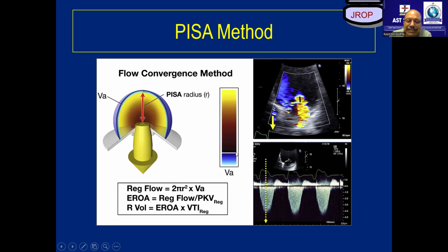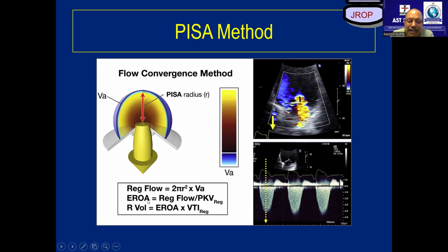This is velocity of aliasing in centimeters per second. So whatever we are taking should be in one single frame. 2 pi r squared, where r is in centimeters. So 0.5 into 0.5 into 20 centimeters. That'll give you regurgitation volumes.